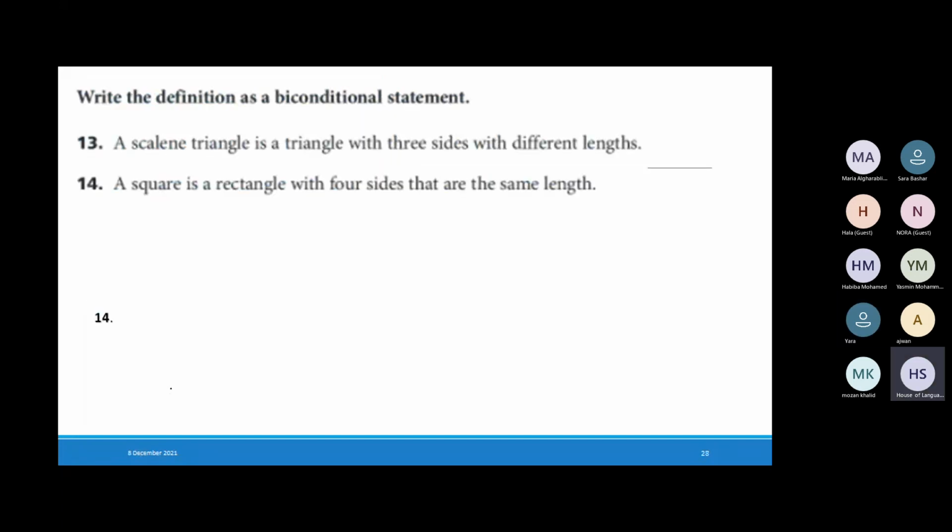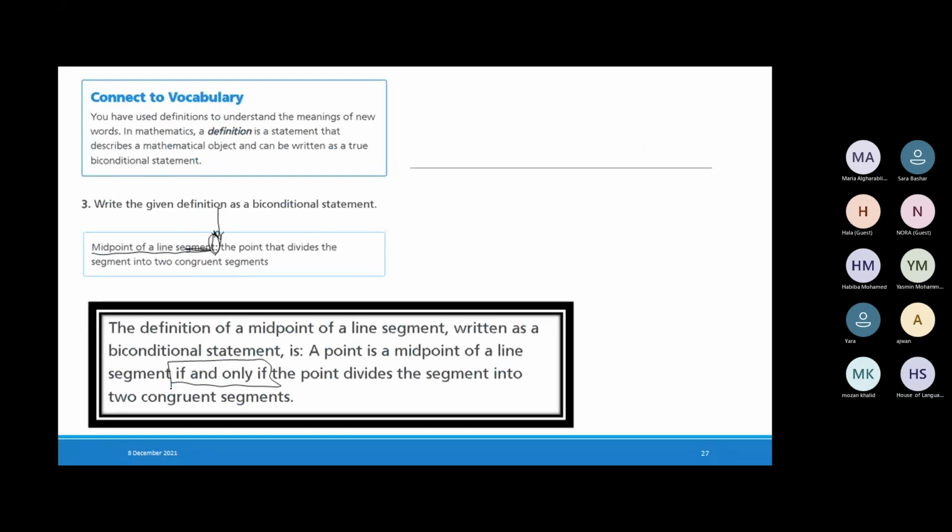Teacher, if and only if is not a thing. See, just a minute. What is a printer? It's a machine that is used to print papers. This is the definition of the printer. How do you write it in math? You will say, if the machine is a printer if and only if it prints paper.